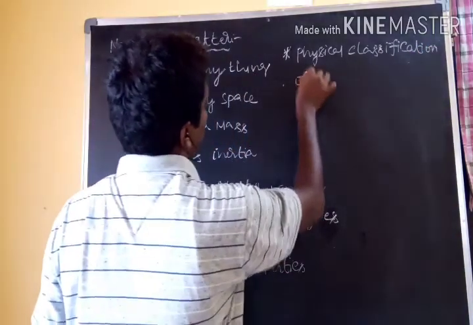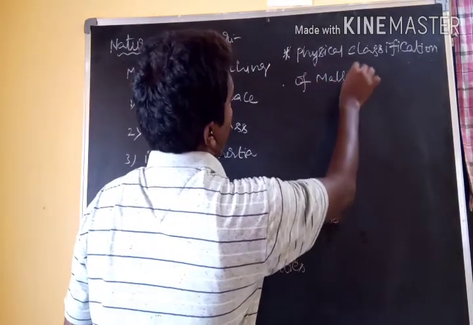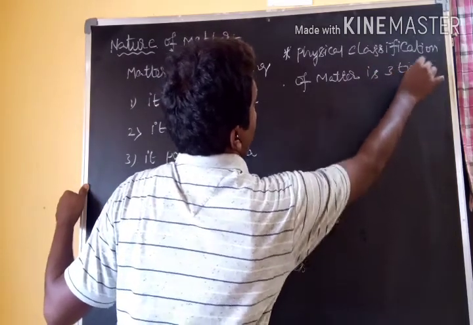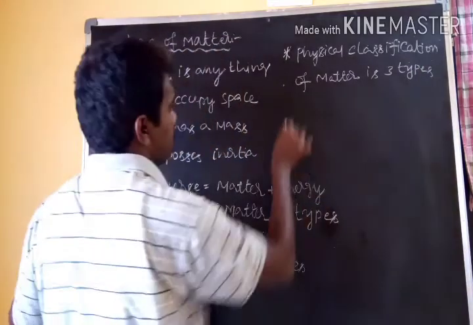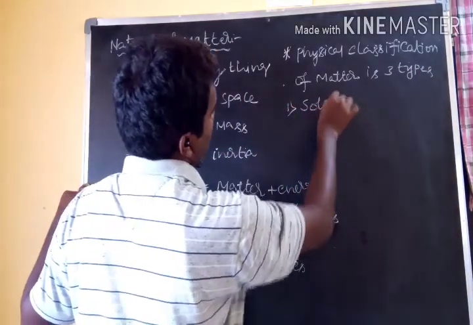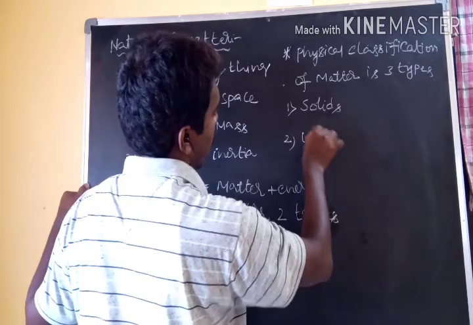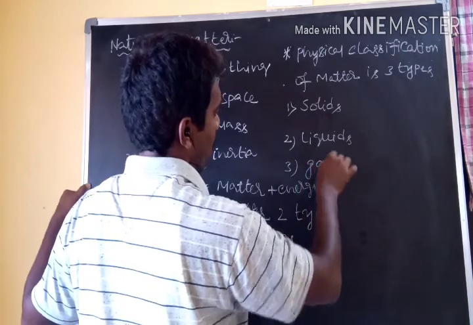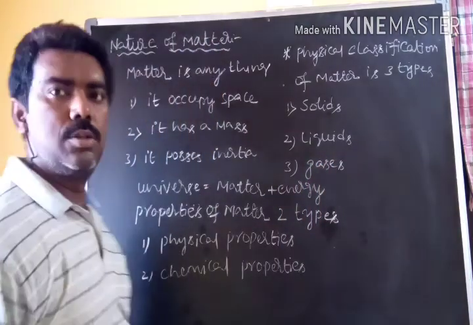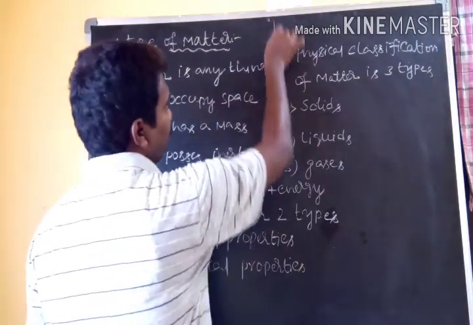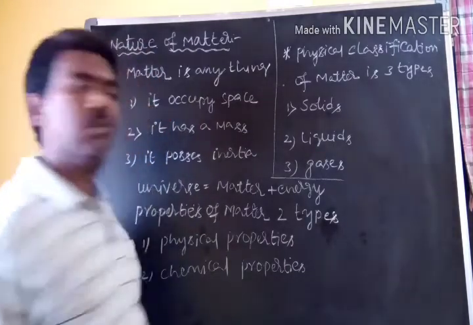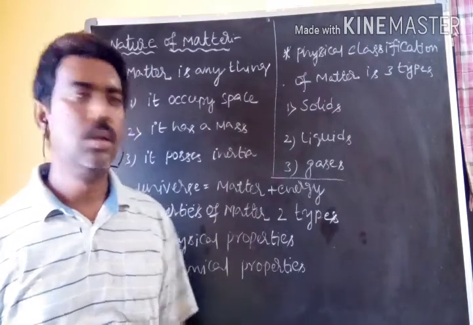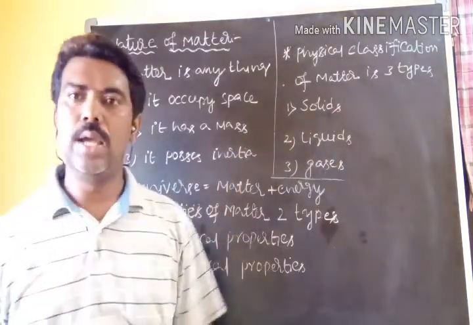The physical classification of matter is three types: solids, liquids, gases. Then what about the properties of solids, liquids and gases?